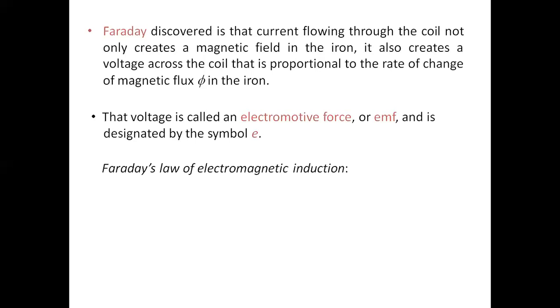So the voltage, as I just mentioned, is created across the coil and is directly proportional to the rate of change of flux. That is the principle of Faraday's laws of electromagnetic induction. So E is equal to N into d phi by dt. E is directly proportional to d phi by dt. When it is equal, E, the electromotive force or EMF, is equal to N into d phi by dt, where N is the number of turns.